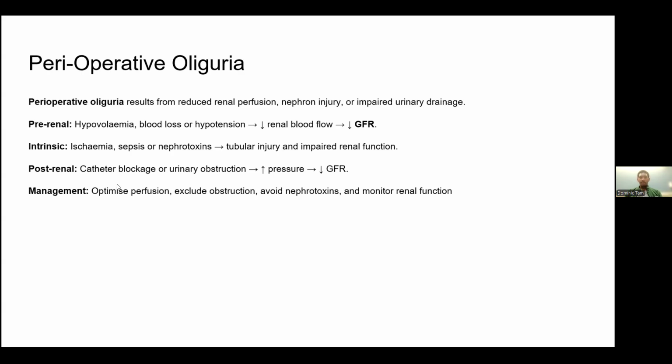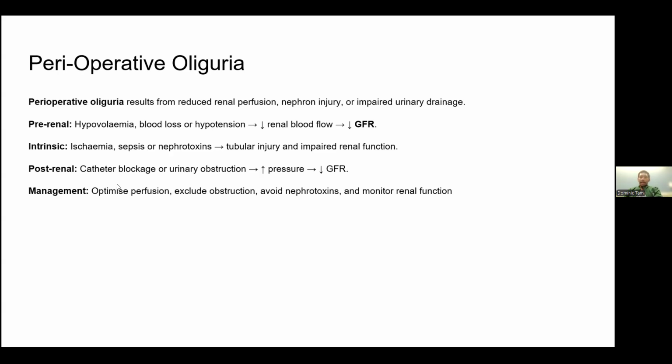Perioperative oliguria represents reduced urine output due to impaired renal perfusion, intrinsic nephron injury, or failure of urinary drainage, right? Pre-renal causes such as intraoperative blood loss, dehydration, hypotension, sepsis, or anesthetic-induced vasodilation are going to decrease our renal blood flow, which is going to decrease our glomerular capillary pressure, and ultimately result in a decrease in the glomerular filtration rate. Intrinsic renal causes such as prolonged ischemia, sepsis-related inflammation, or nephrotoxic medications are going to cause tubular injury and impair filtration.